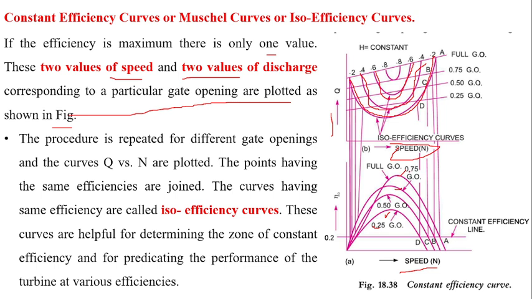The procedure is repeated for different gate openings and the curves Q and N are plotted. The points having the same efficiencies are joined. Here it has the same efficiency, and on this side also the same efficiency. We join the line, that's it. That is nothing but iso efficiency curves. These are called iso efficiency curves.